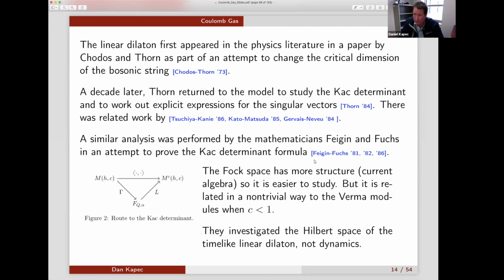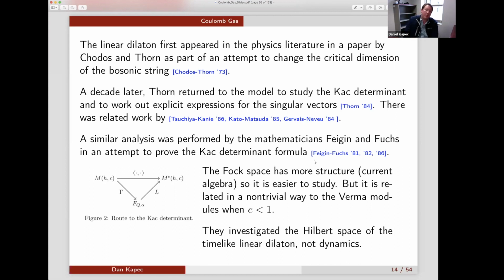So it has a current algebra, not just the Virasoro algebra, so it's easier to handle, but there's no free lunch. It's also related in a pretty non-trivial way to the Verma modules for the central charge less than 1 and the degenerate values of the weights.